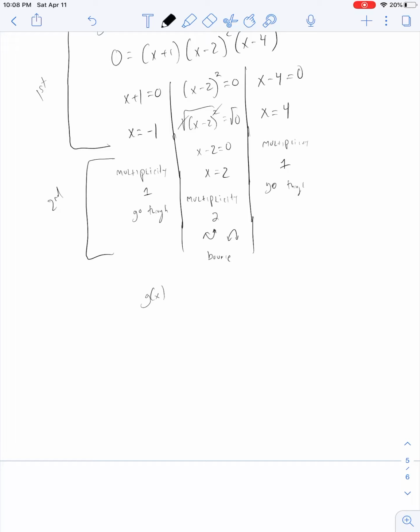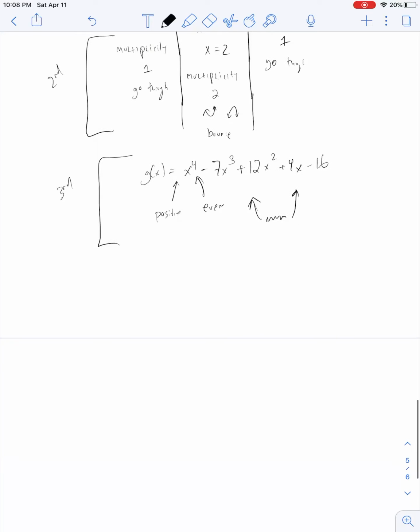End behavior, right? So what do we have? We said g of x is x to the 4th minus 7x to the 3rd plus 12x squared plus 4x minus 16. Even. Positive. So we know it's got to be something like that. Third step. Now our fourth step. Make all of our x's 0.